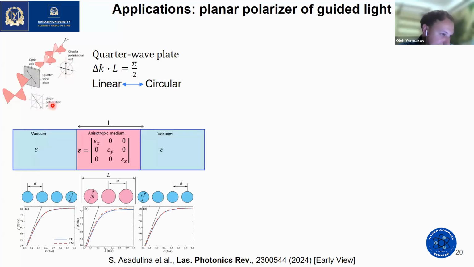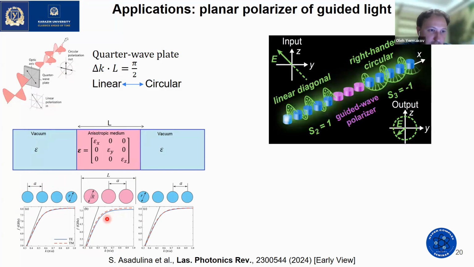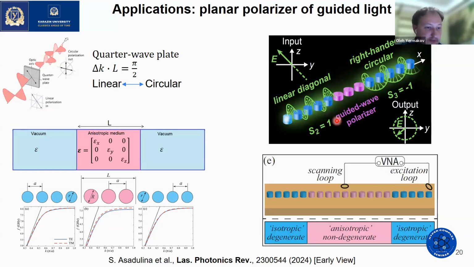We do pretty much the same story, but instead of vacuum, we use the metasurface with polarization degenerate spectrum, and instead of uniaxial crystal, some other modified metasurface where the degeneracy of TE and TM modes is broken. So the idea is pretty much the same as a quarter wave plate, but we do it for highly localized guided waves. Therefore, we call it a guided wave polarizer.